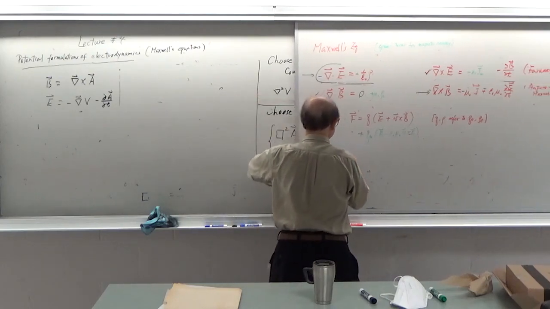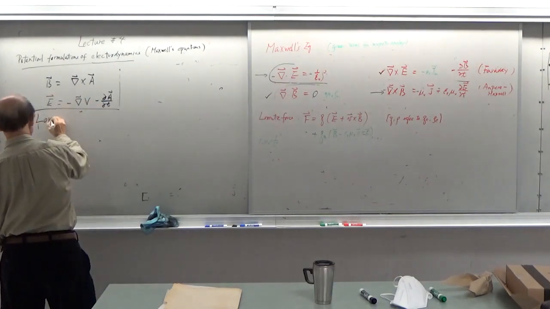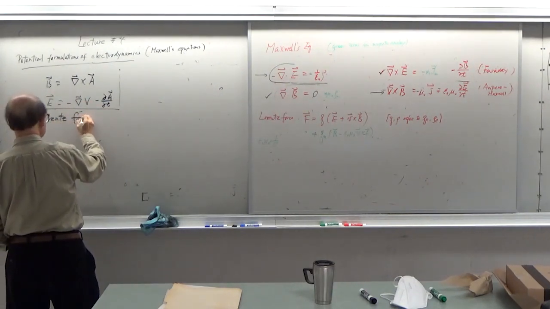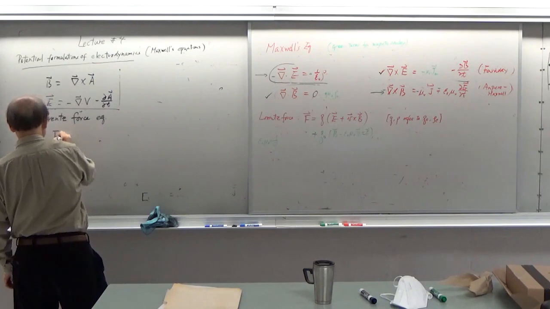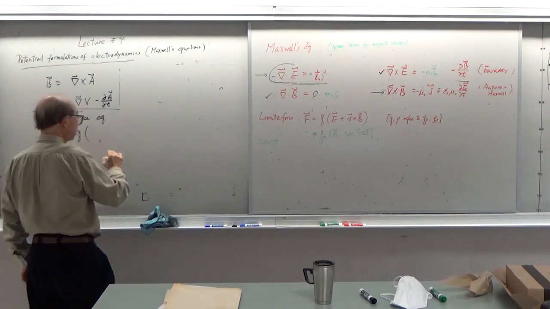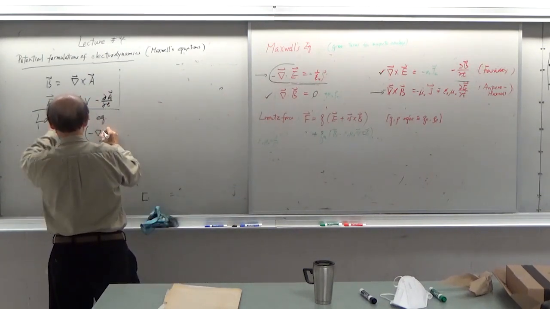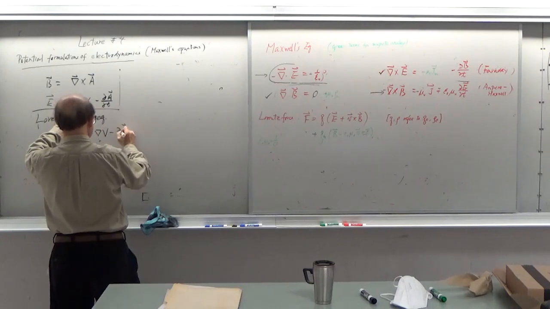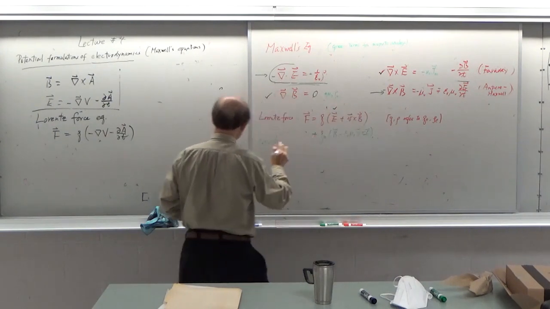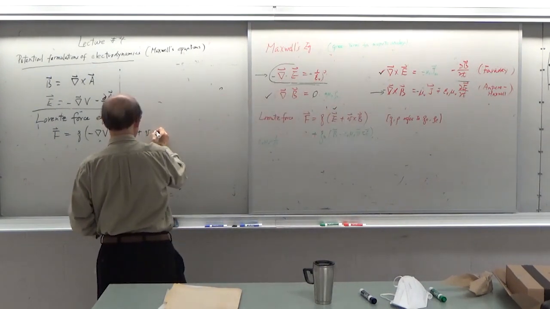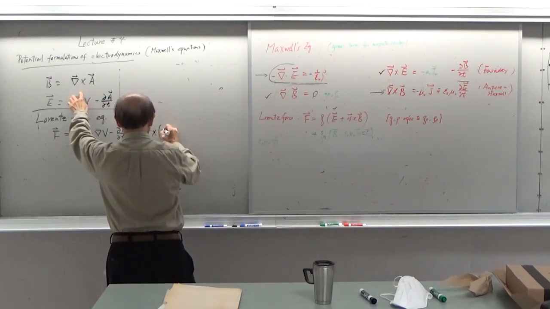Okay. The Lorentz force equation is given here. The force acting on a test charge Q is Q times E, which is now given here: minus gradient acting on V minus del A by del T. That's this term. Then we have this, plus v cross B, where B is given by the curl of A.